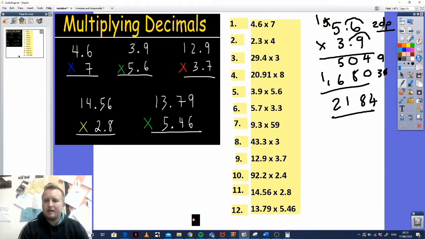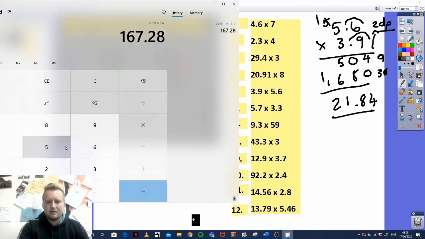Okay? Again, estimate. 5 times 3 is 15. So it's going to be around about in the tens. 2 decimal places. Move the number over 2 decimal places. Past 4, past 8 from the right hand side.